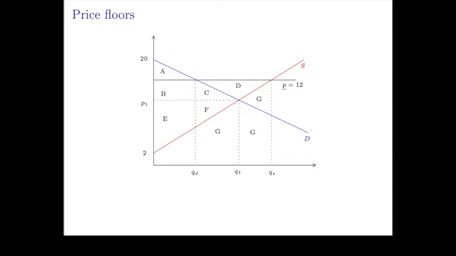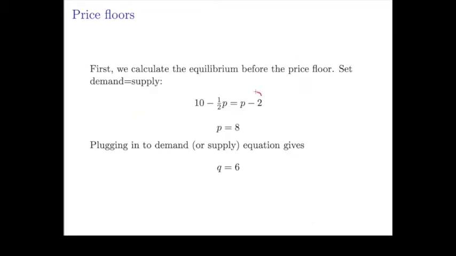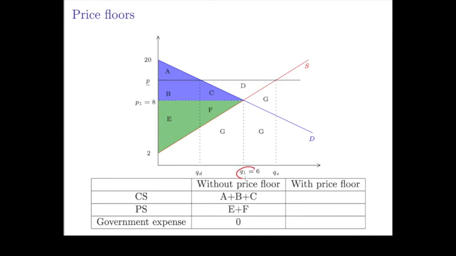Without a price floor, the equilibrium is P1, Q1, and we can calculate that. We set supply equal to demand. So this is our demand, this is our supply. We set them equal to one another. And if we solve for P, we find that the equilibrium price is 8. And so we plug that into the supply function to find that the equilibrium quantity is 6. So at this quantity of 6 and price of 8, we can look at what the producer and consumer surplus are, and therefore what the total welfare is. Of course, the government's not spending anything because this policy doesn't exist in this benchmark.